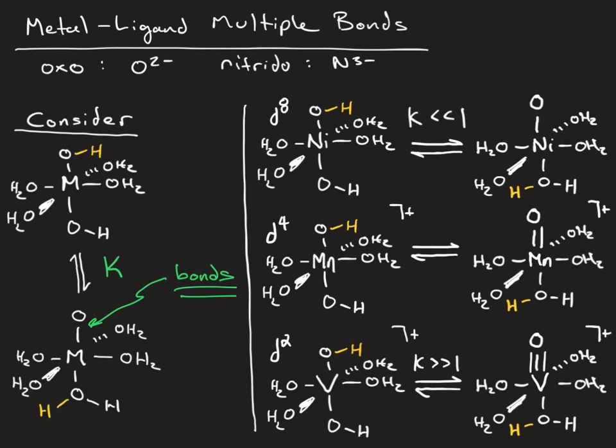So what we're going to do now is construct a modified ligand field diagram for a molybdenum nitrido compound and an osmium nitrido compound. By doing this, we'll see why early transition metals and transition metals with low d-electron counts form these metal-ligand multiple bonds.